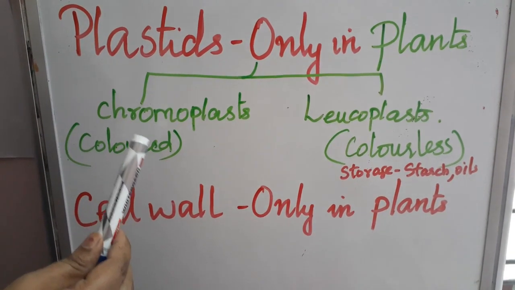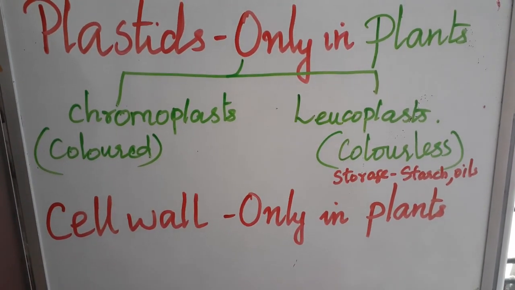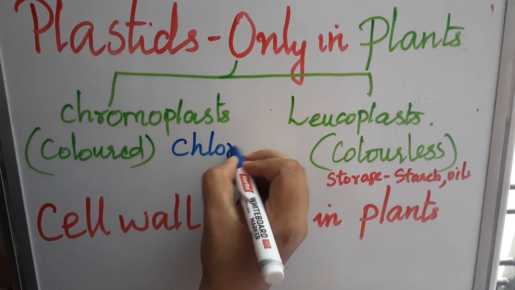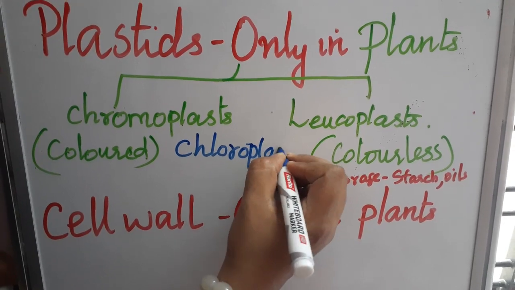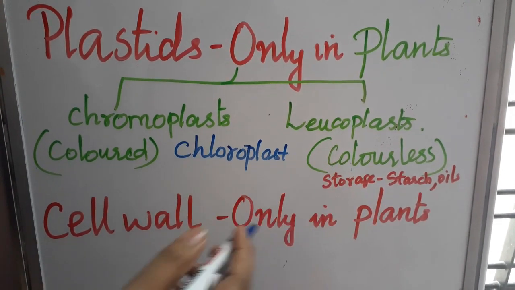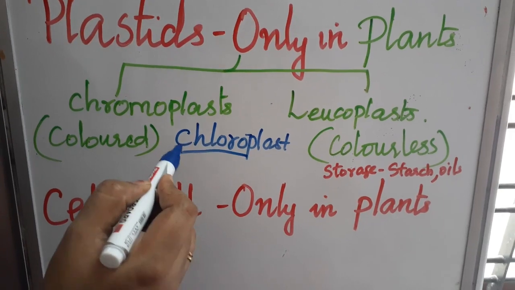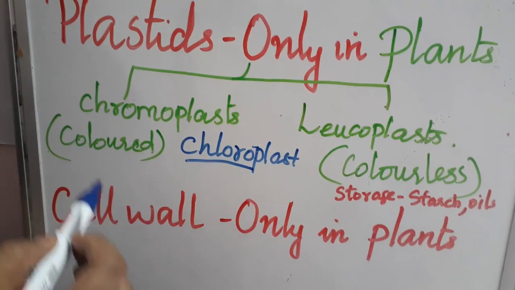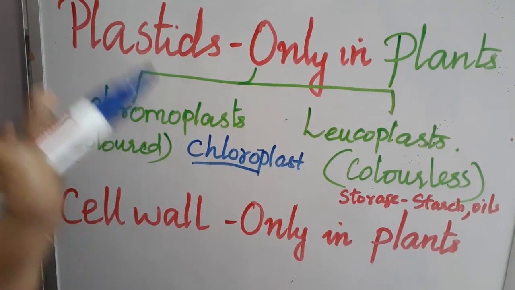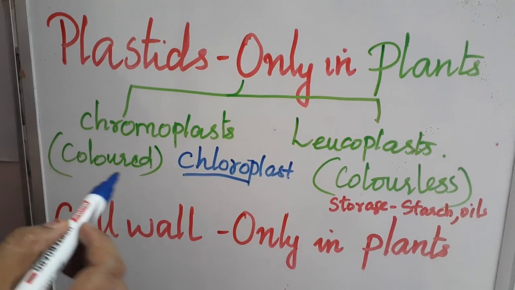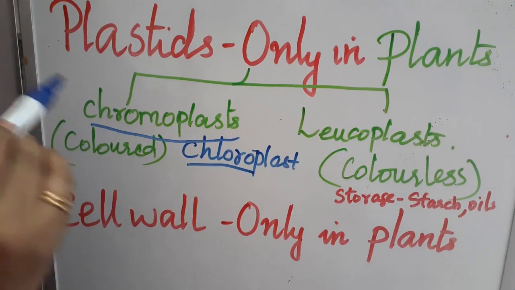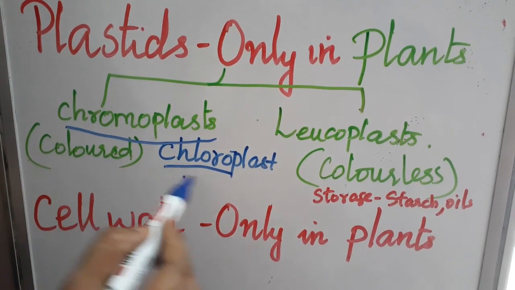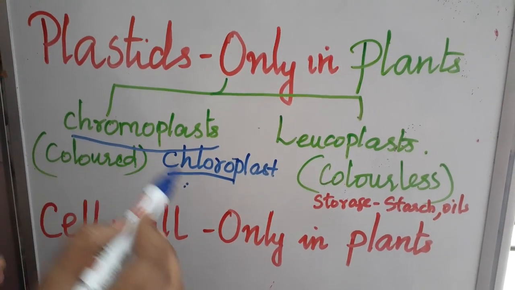You know that one important plastid seen in plants is chloroplast, which is most important for photosynthesis. Which color will it be? It will be green in color. Like that, red color will be there, yellow color will be there. If the plant is red or yellow because of the presence of this thing, that is known as the chromoplast, which gives color to the plant. If it is green because of this plastid, that is known as the chloroplast.